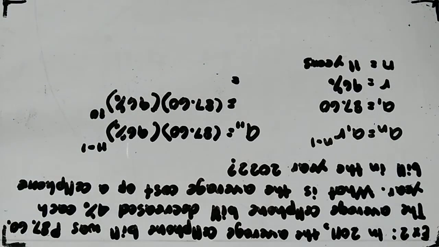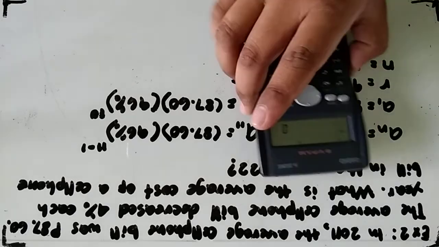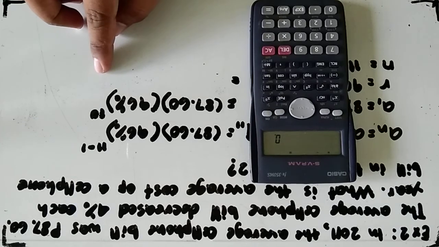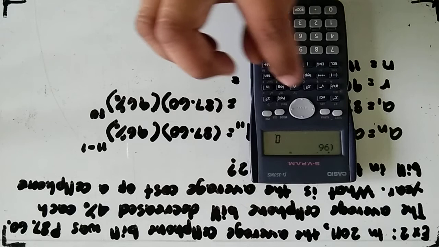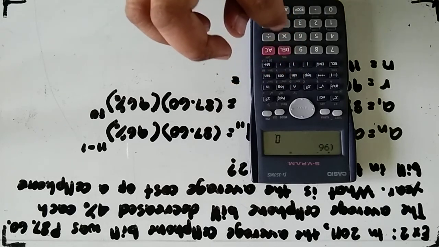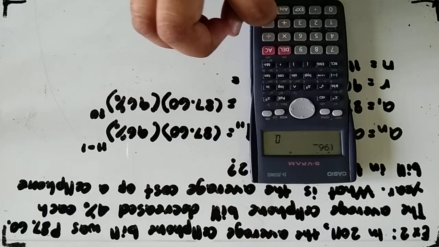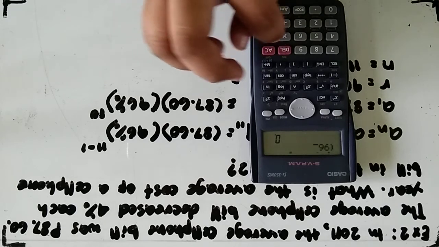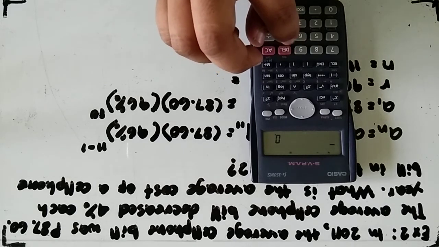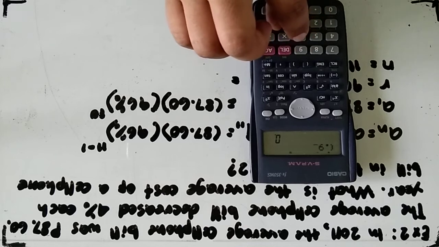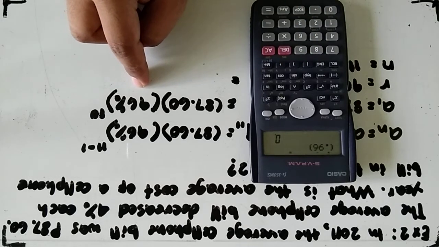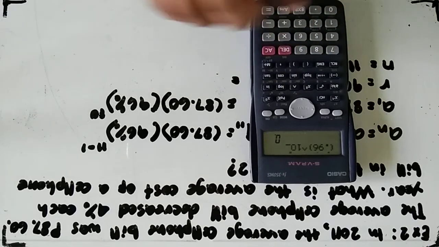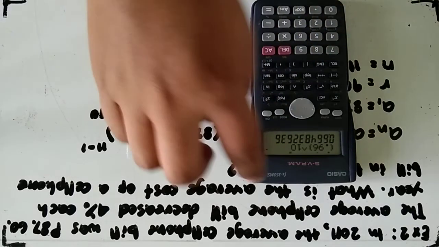So, sir, paano namin gagawin itong 96% raised to 10? So, i-allow ko kayong gumamit ng calculator. So, type natin 96 percent. Or pwede rin nating i-type na 0.96 dahil yun yung decimal na counterpart ng 96% raised to 10. So, ilan yung value niya?